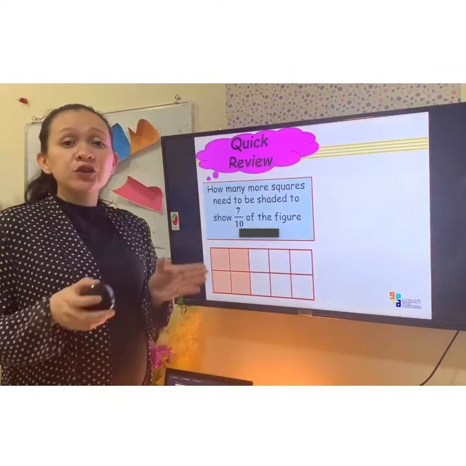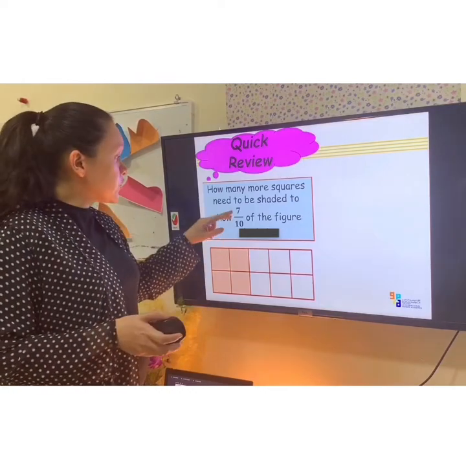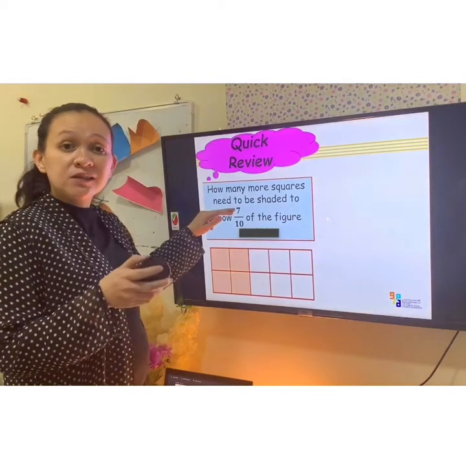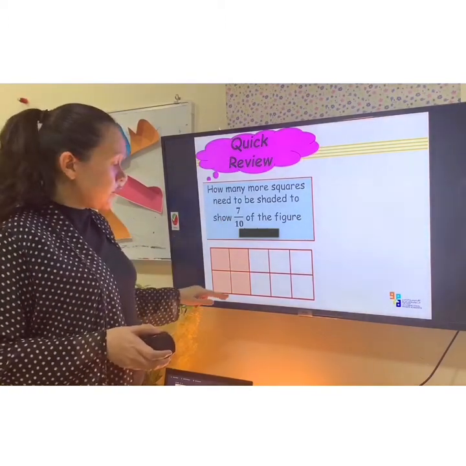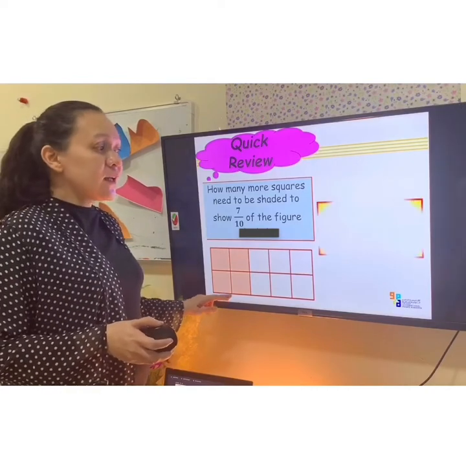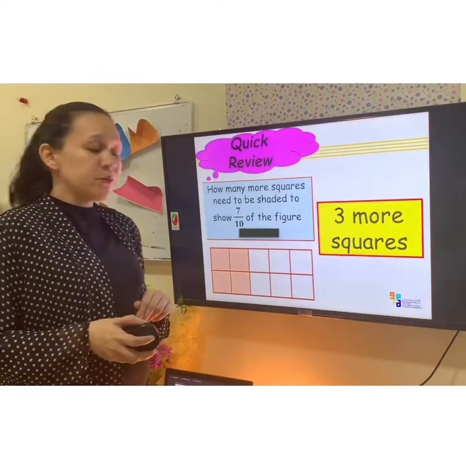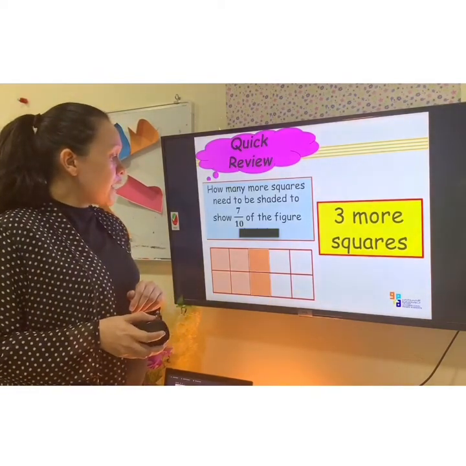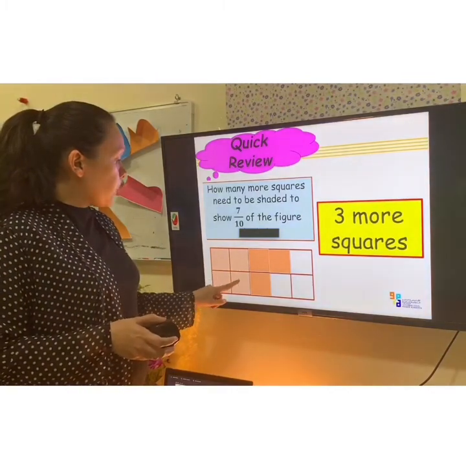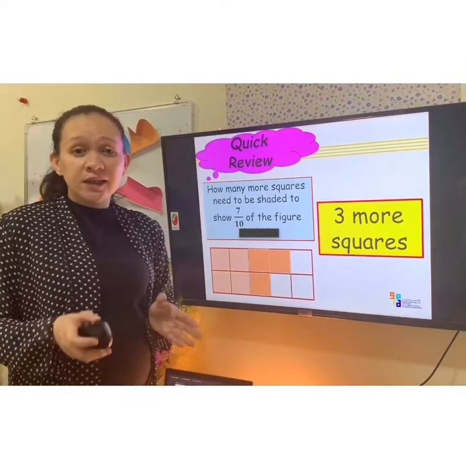Remember, the numerator is the number of parts shaded in. So, we are going to check the numerator here. Our numerator is 7. So, we need 7 parts. But we have only 4. So, what do you think is the answer? Yes, we need another 3 more squares. Now, we are going to add here 3. 1, 2, and 3. Then we are going to count all. 1, 2, 3, 4, 5, 6, 7. So there are 7 parts shaded in.